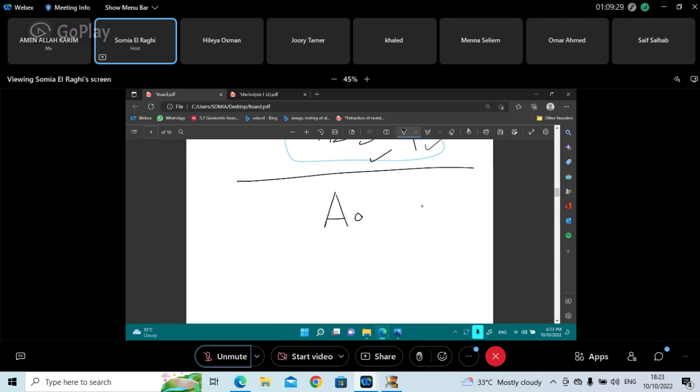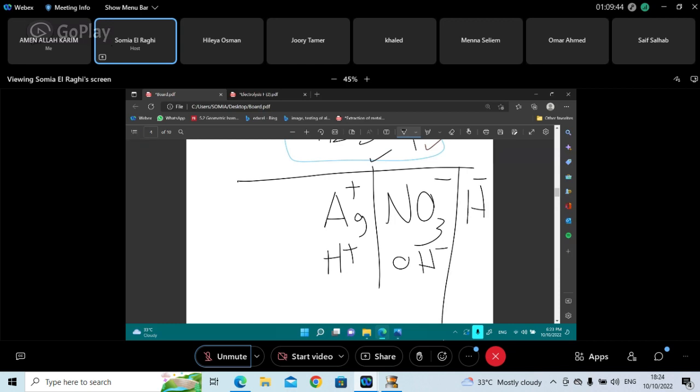Let's do another similar material: silver nitrate solution. I need some help here. Anyone to help me? H plus or OH minus. If you understood copper sulfate, you will do this. I will write down the series to help. Hydrogen ion, copper ion, silver ion. Which particle will go to the cathode? Silver.